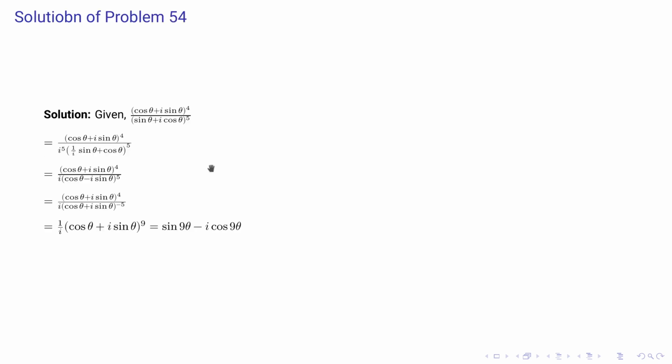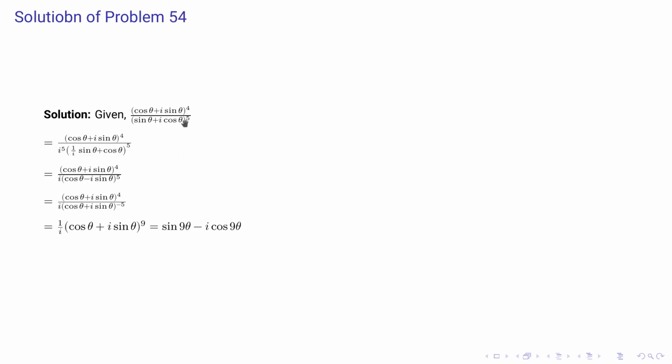Problem 54 says that find the value of (cos theta plus i sin theta) to the power 4 by (sin theta plus i cos theta) to the power 2. So, this is 5, not 2. This is a typo. So we have (cos theta plus i sin theta) to the power 4 divided by (sin theta plus i cos theta) to the power 5. So we take i out from denominator. So we get 1 by i to the power 5 (1 by i sin theta plus cos theta) to the power 5.